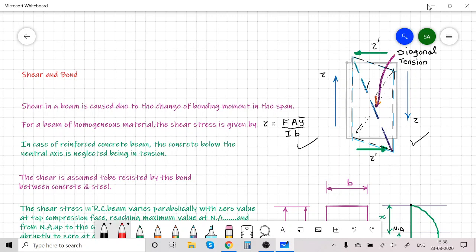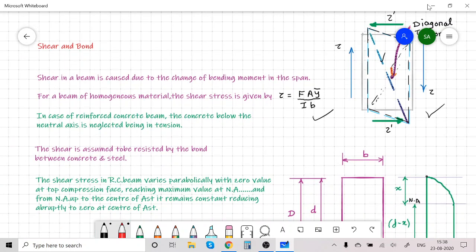So shear in a beam is caused due to change of bending moment in the span. For a beam of homogeneous material, the shear stress is given by tau = F A ybar / I b. In case of reinforced concrete beam, the concrete below the neutral axis is neglected, being in tension. As we know, concrete is very weak in taking tension. Below the neutral axis, in case of sagging bending moment, entire concrete is neglected. The shear is assumed to be resisted by the bond between concrete and steel.